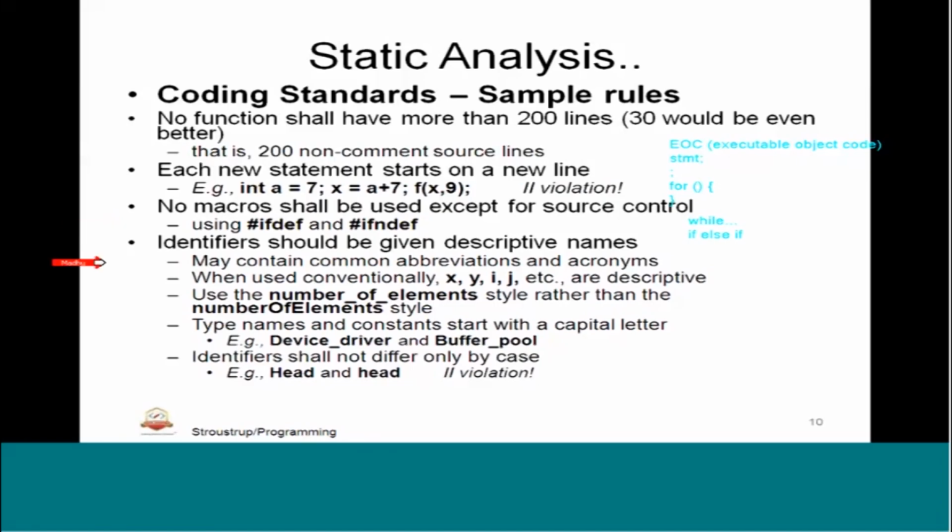Identifiers should be given descriptive names. That means the name should sound very much like what it is going to do, what the intention of that particular variable is. Identifiers here means it could be a local variable, global variable, or any object. So we are going to identify with the identifier. So that should be a small narrative or descriptive name in terms of that particular signal.